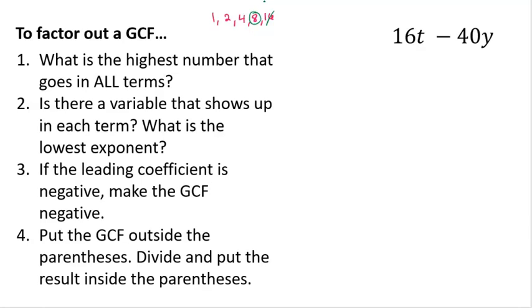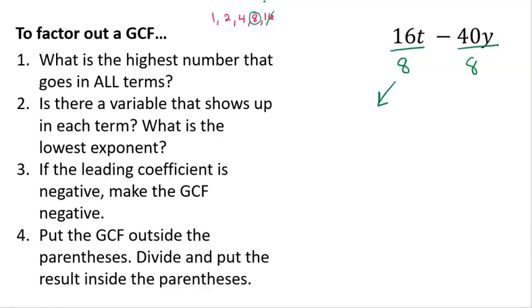All right, so looking at this, I know that 8 goes into each one, so I'm going to put it underneath both. Then I'm going to say, is there a variable that shows up in all of the terms? Well, t is on the first one, but not in the second, and the same thing with y. Y doesn't show up in both, so it's just going to be 8. So that is my GCF. The 8 is my GCF.